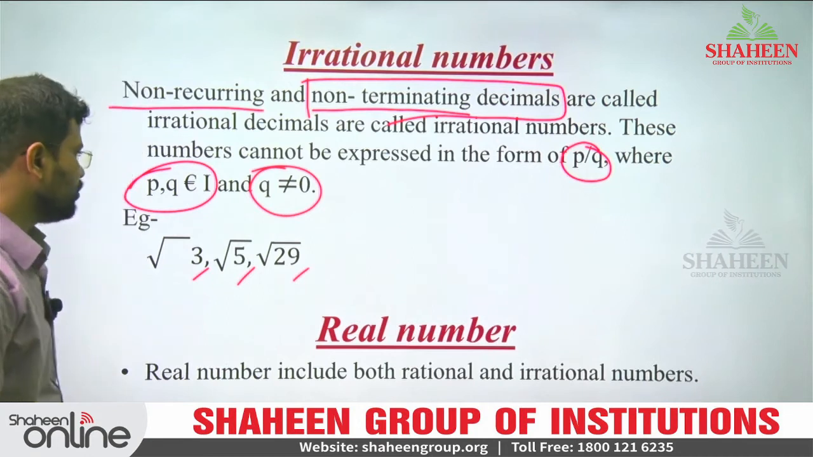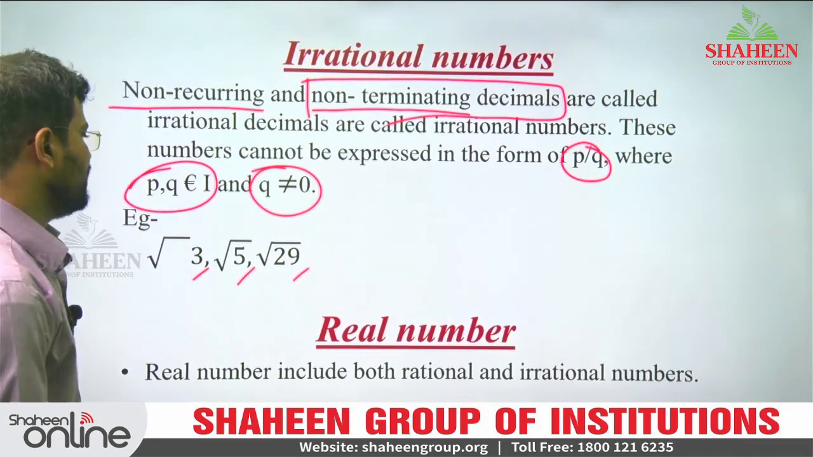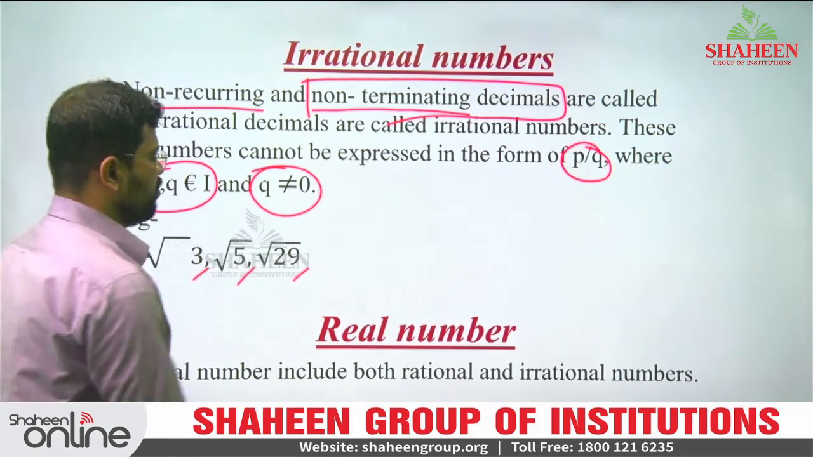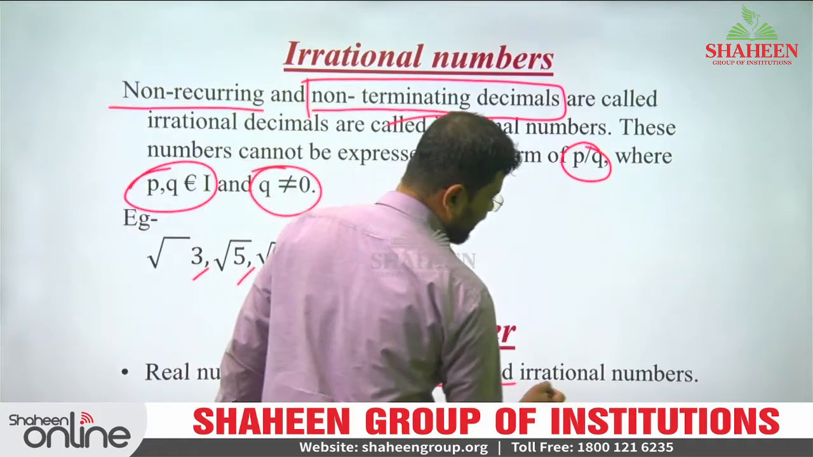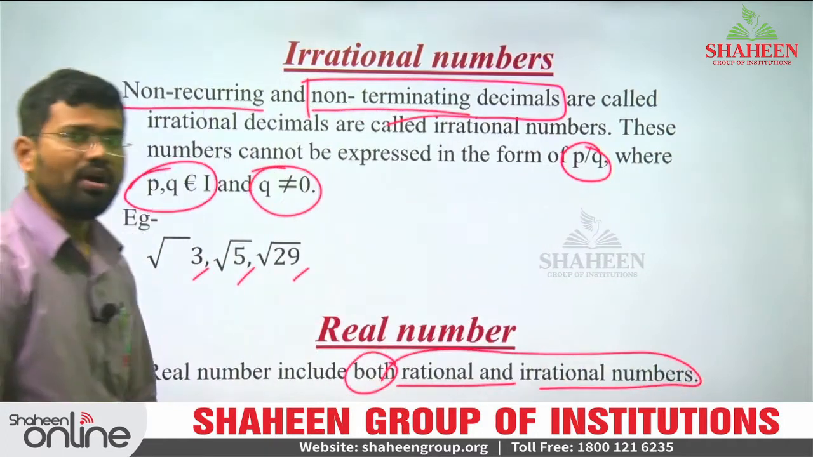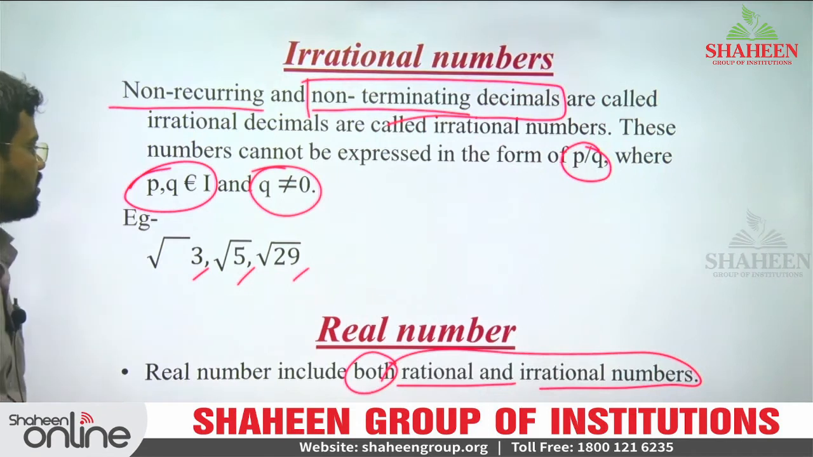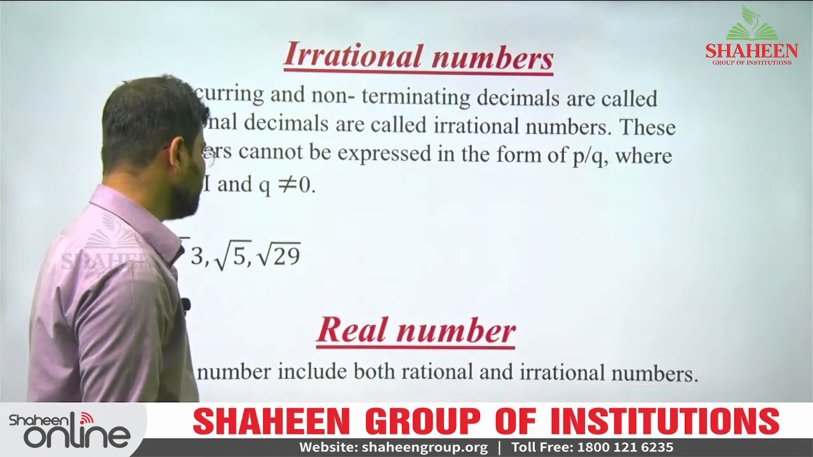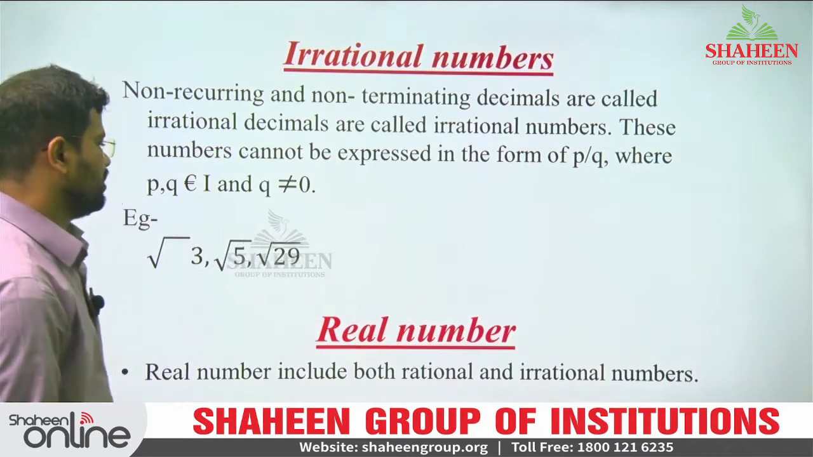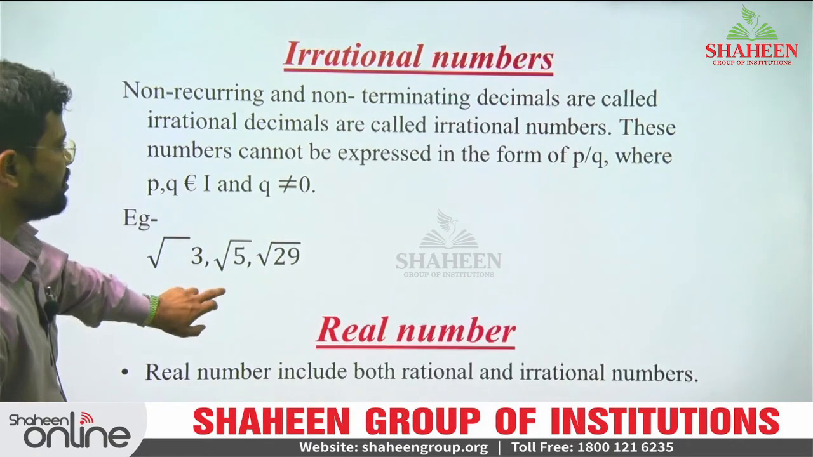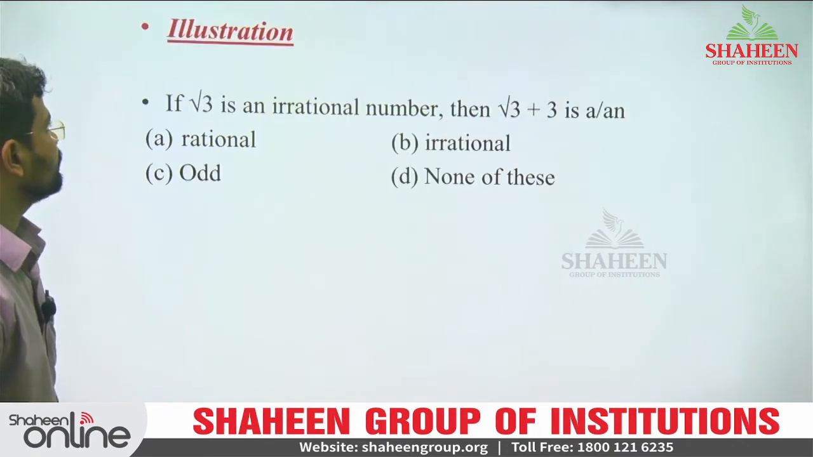Now when it comes to real numbers, both rational and irrational numbers together are known as real numbers. Rational and irrational numbers together are known as real numbers.